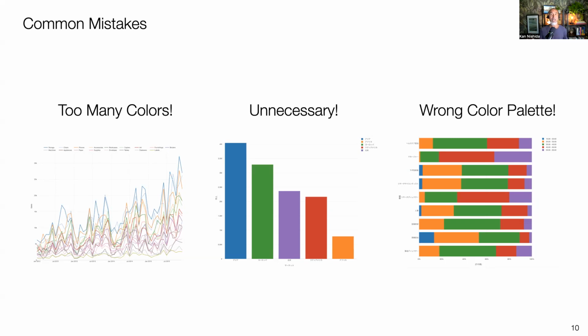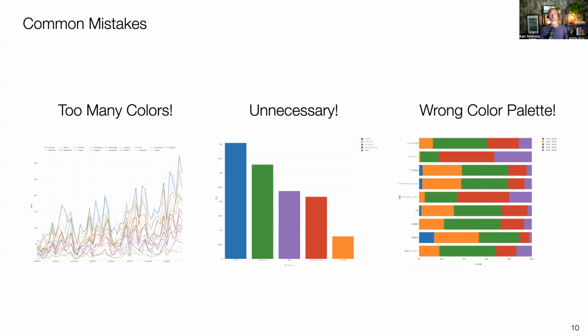Number two is unnecessary color. Why do you use the color? You somehow assign the color to make your chart fancy. This is the same kind of thing as the first one. But then the color is not really doing anything or adding any extra information. Because the color is there, the audience might try to see something extra, but it's not there.